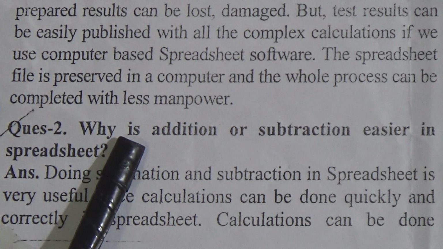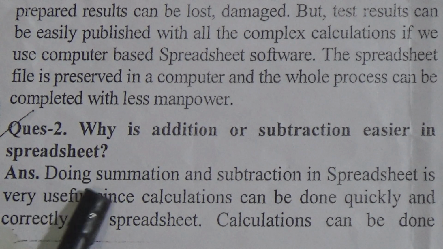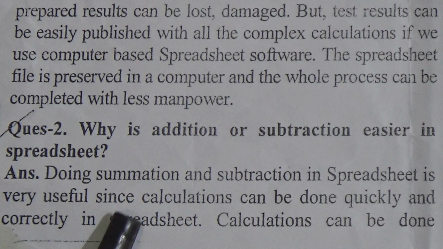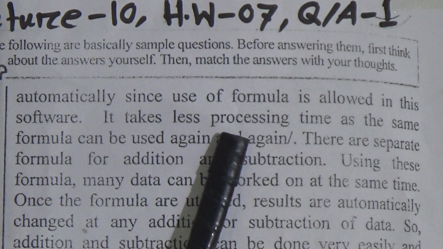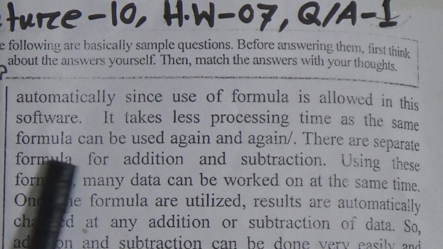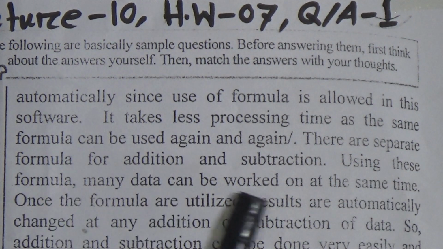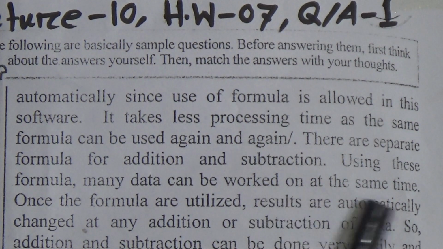Why is addition or subtraction easier in spreadsheet? Answer: doing summation and subtraction in spreadsheet is very useful since calculation can be done quickly and correctly in spreadsheet. Calculation can be done automatically since use of formula is allowed in this software. It takes less processing time as the same formula can be used again and again. There are separate formulas for addition and subtraction. Using this formula, many data can be worked on at the same time.